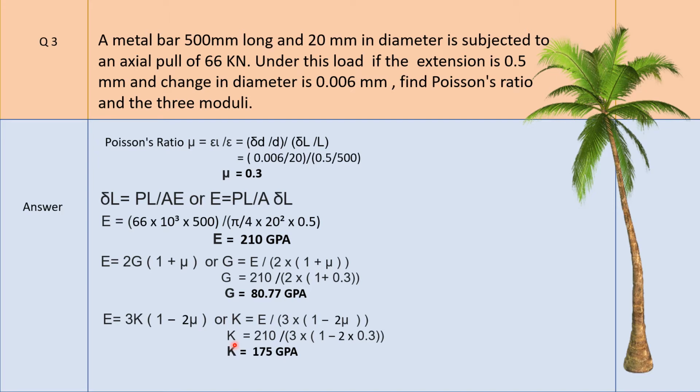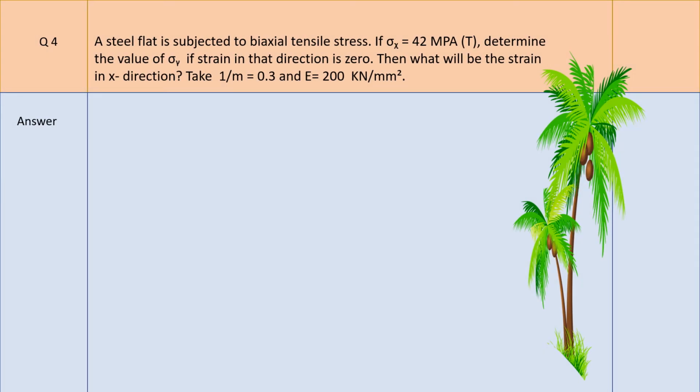This is how you calculate the 3 moduli. 3 moduli is the plural of modulus. So this is E, modulus of elasticity, then G, modulus of rigidity, and the last is K, bulk modulus. Let's come to the next problem.